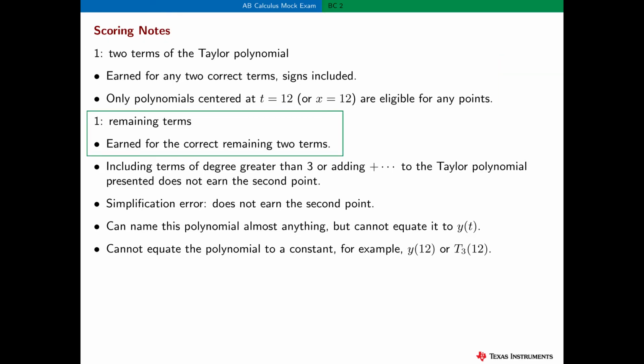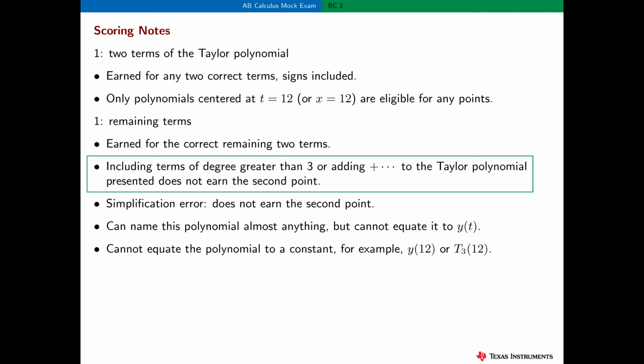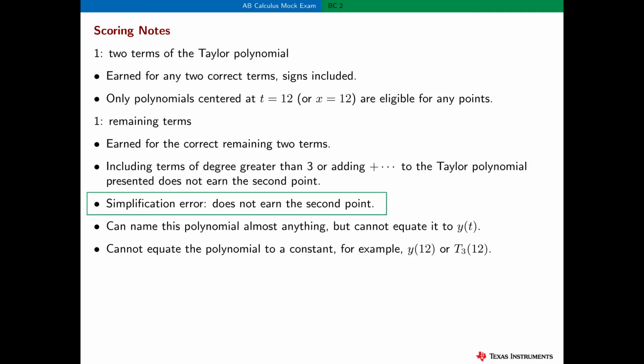The second point is for the correct remaining two terms. It's pretty clear that the student is not eligible for the second point unless they earn the first point. If the student includes terms of degree greater than 3 or adds a plus ..., then they do not earn the second point. And again, if they go on to make a simplification error, then they will not earn this second point.